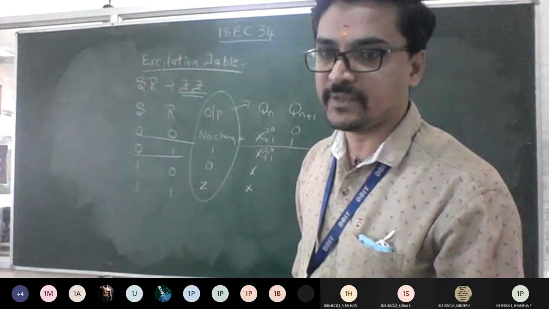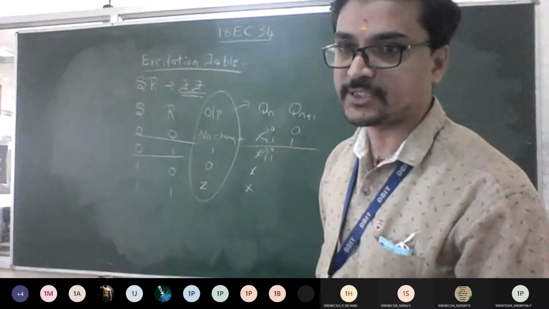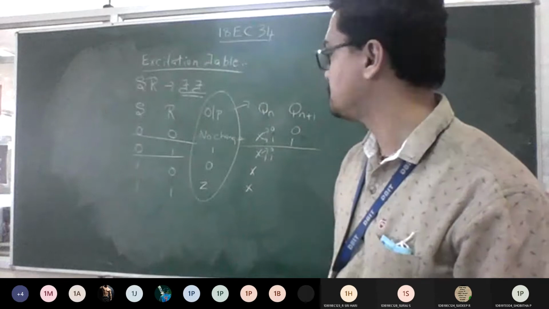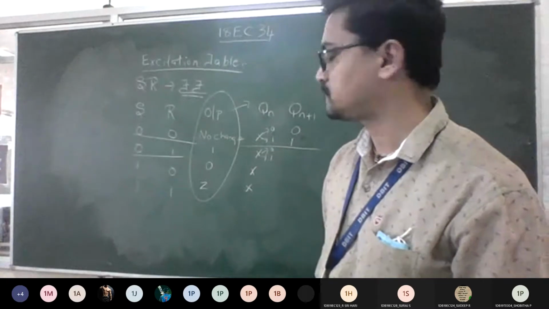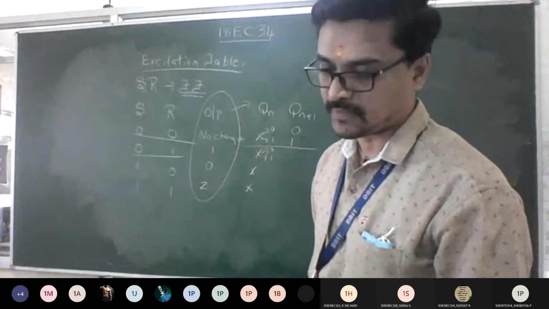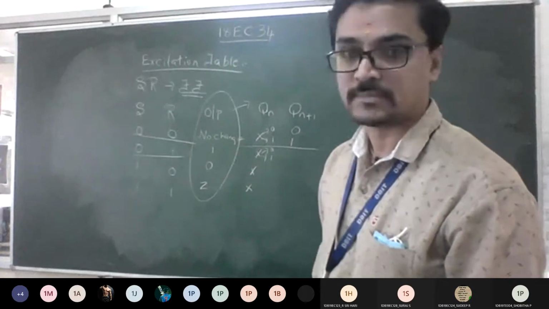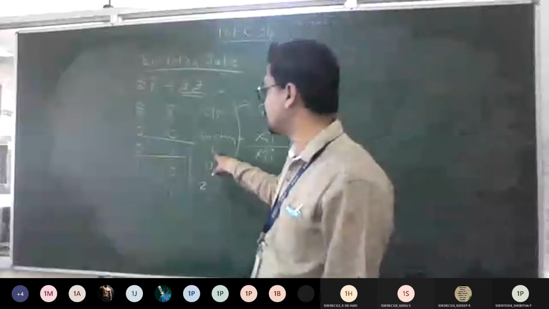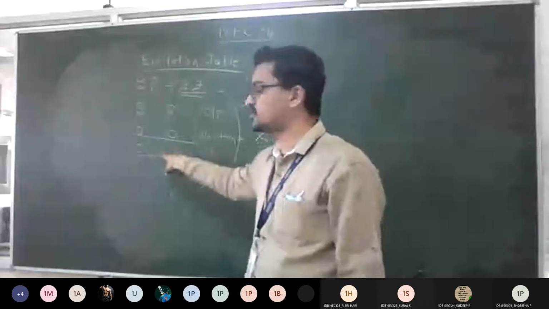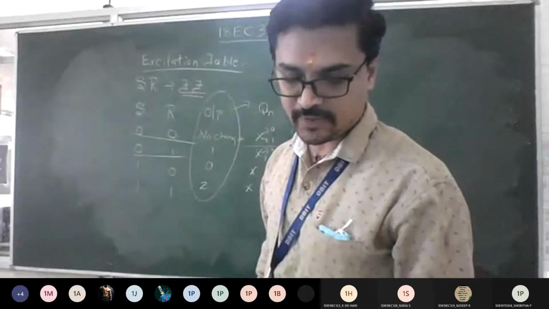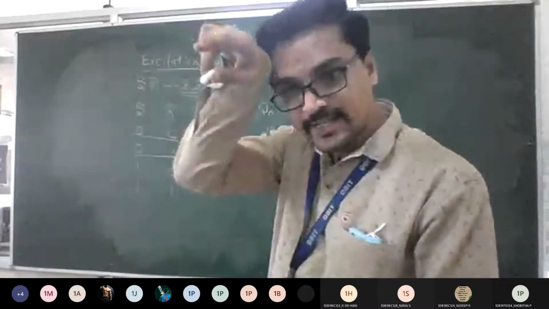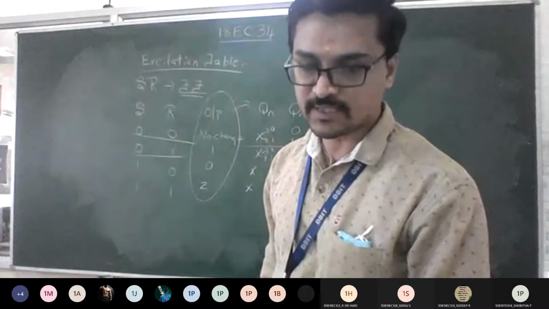Look at the table and tell me, for the 0, 1 condition you told 1 as the output, right? That output is Q, and the complement output here is Q bar. Whatever output Q has, Q bar will be its complement. Whenever I say S is equal to 0, R is equal to 1, what is the truth table? Qn is 1, Qn plus 1 is 0.